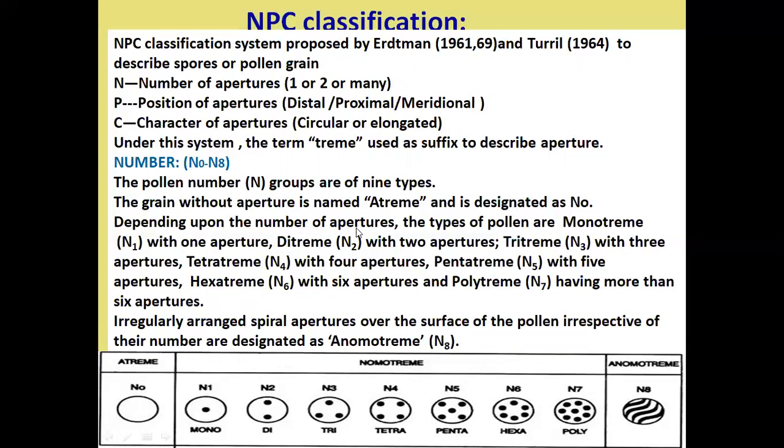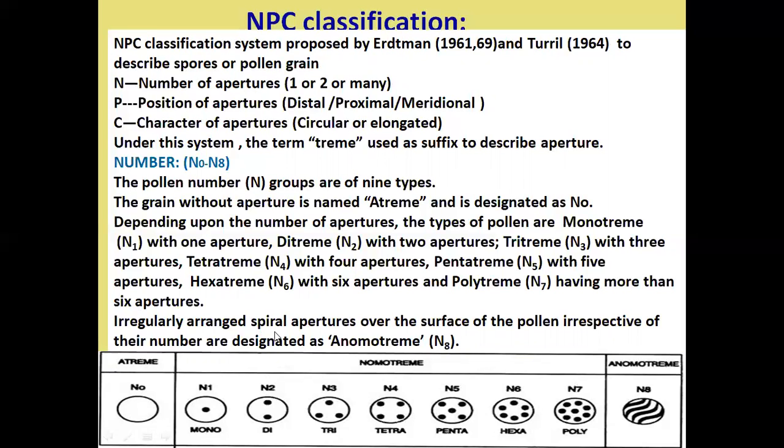Next, depending upon the number of apertures, the types of pollen are monotrimy with one aperture, ditrimy with two apertures, tritrimy with three apertures, tetratrimy with four apertures, pentatrimy with five apertures, hexatrimy with six apertures. More than 6 apertures is called polytrimy. Based on the number, we can see N1 to N7, that indicates 1, 2, 3, 4, 5, 6, 7, like this. But the last one is very important.